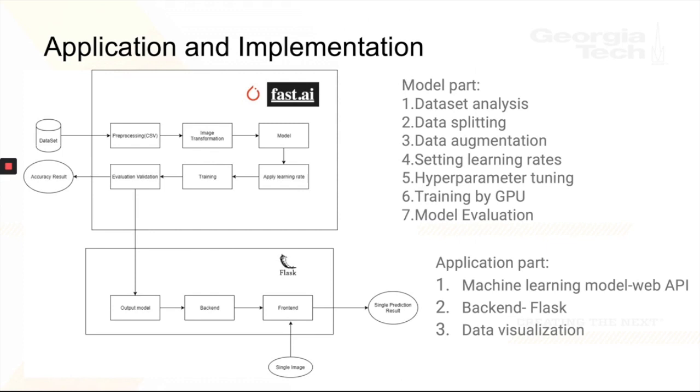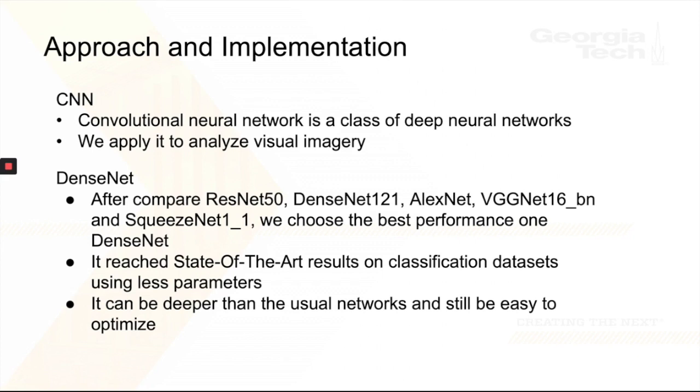Our application consisted of the machine learning model web API, which was used to expose the models developed, our backend, which used Flask to provide data to the front end, and our front end, which was a D3 front end that visualized predictions made from that model. For our approach on modeling, we used convolutional neural networks, which are a class of deep neural networks, and we applied them to the image set.